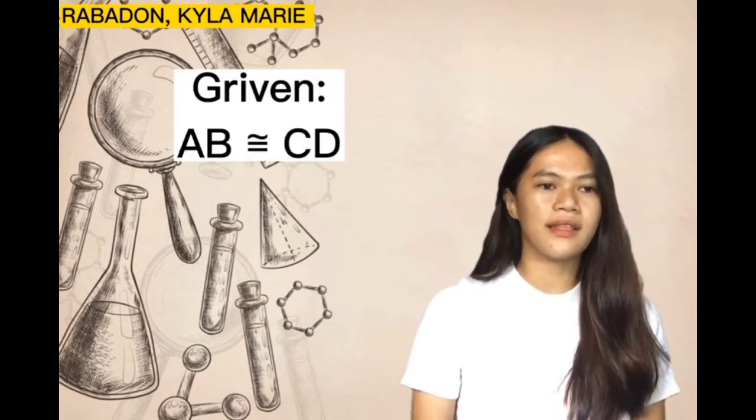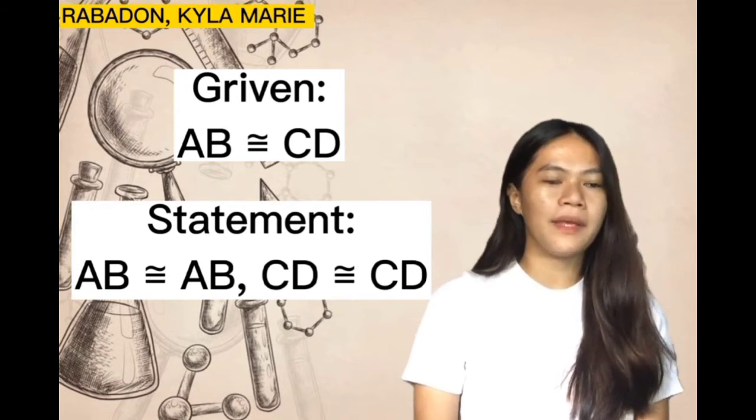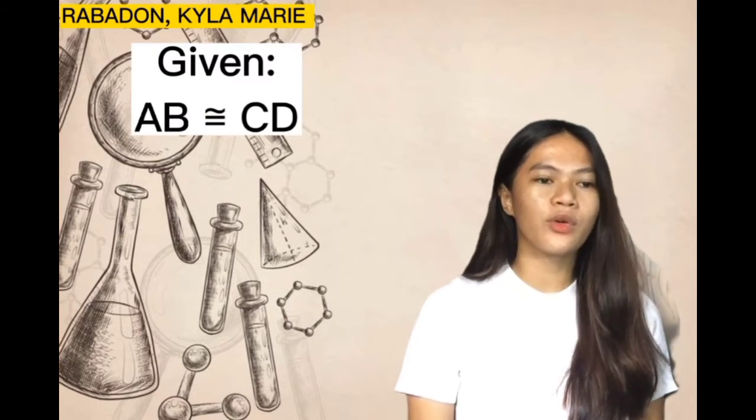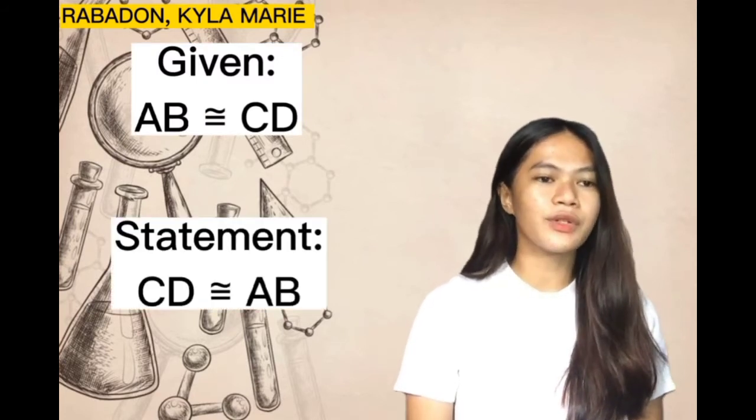First, the reflexive property of equality states that a number is always equal to itself. Reflexive property of equality: if A is a number, then A equals A. Given AB is congruent to CD, statement: AB is congruent to AB, and CD is congruent to CD. The symmetric property states that for all real numbers x and y, if x equals y, then y equals x. Given AB is congruent to CD, statement: CD is congruent to AB.